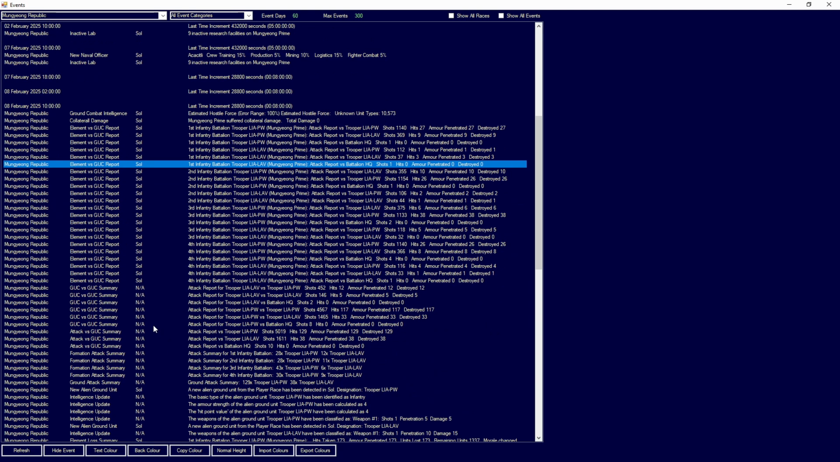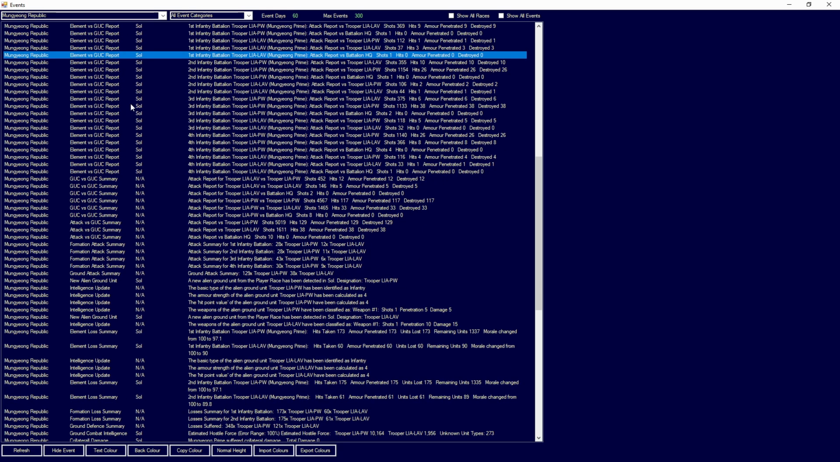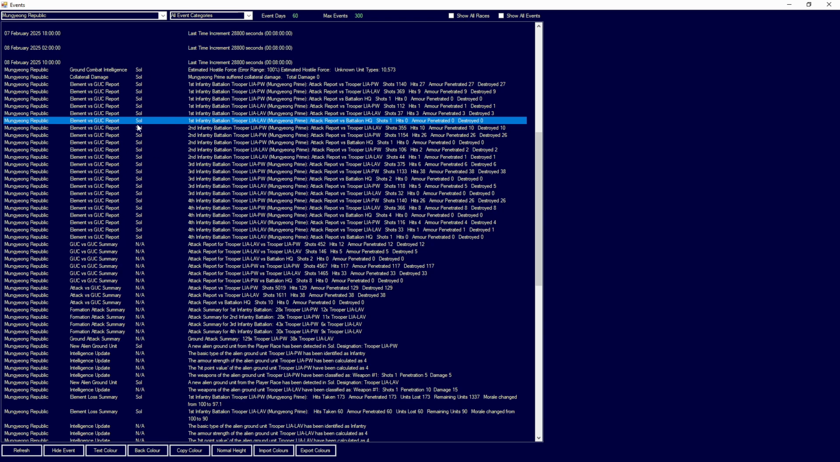We then have the element versus ground unit report. So in this versus enemy ground unit, we have the GUC versus GUC, essentially ground unit versus ground unit, kind of reporting how effective they are individually. We have the attack report, so how many actual destructions, all that kind of thing we got from our formations as a total. So how much did we kill of the enemy?